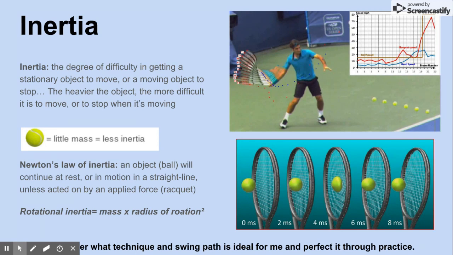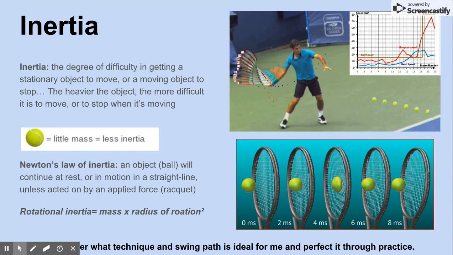A tennis ball is of little mass, therefore has little inertia, causing its motion, direction, and speed to be changed easily from being stationary. Newton's law of inertia states that an object will continue at rest or in motion in a straight line unless acted on by an applied force. According to this law, after the collision in a tennis forehand, the ball will continue in the same direction once it's been hit. In a forehand shot, to increase force, the rotational inertia of the racket must be increased.